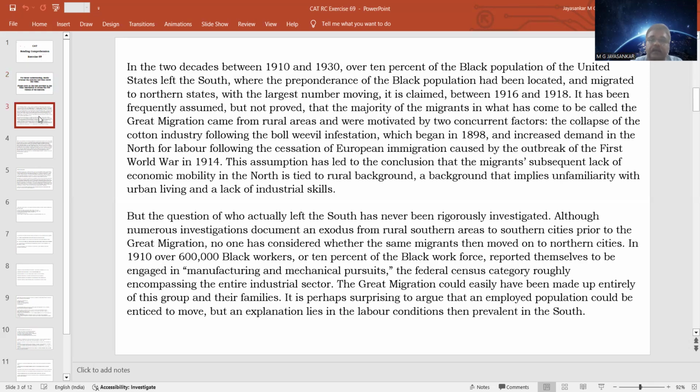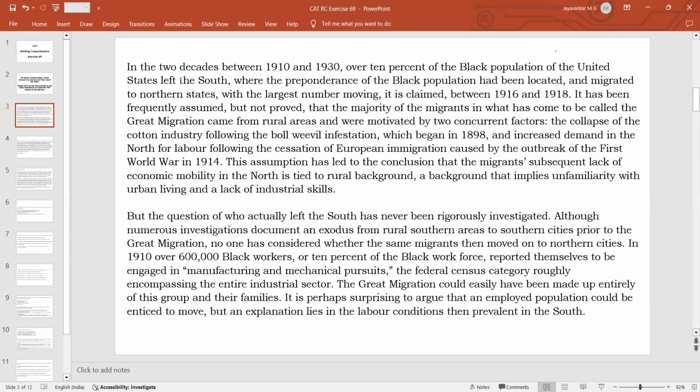All right, now we will straight away go to the passage. We will tackle the passage paragraph by paragraph so that you are able to clearly get the sense of the passage. What is the first paragraph saying?